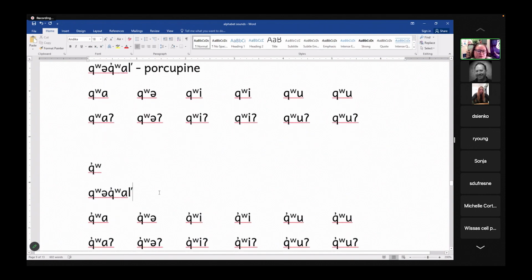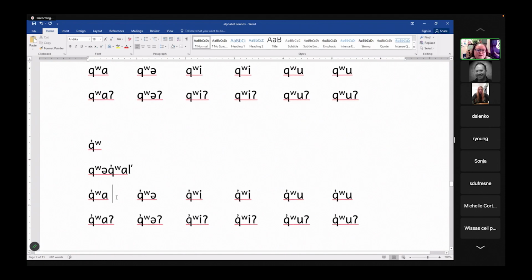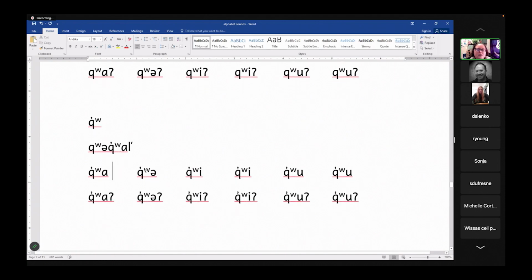And that brings us to the hard Q raised W. You're still blowing out, it's still coming from your throat, it's that harder sound. Making our word for porcupine, qual, qual. Our sound chart, qua, qua, qui, que, quo, hu. And with the glottal stops, qua, qua, qui, que, quo, hu.